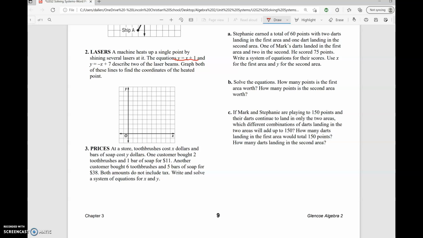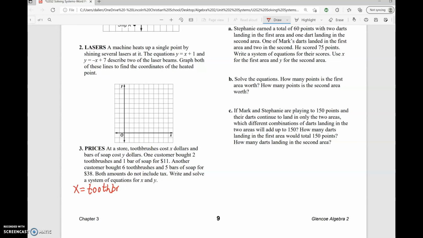So what we see with word problems is basically we need to set up equations, and we know we need 2 equations. So they're going to give us 2 different situations. So at a store, toothbrushes cost X dollars. So we're going to make X be my toothbrushes, and Y is going to be my bars of soap.